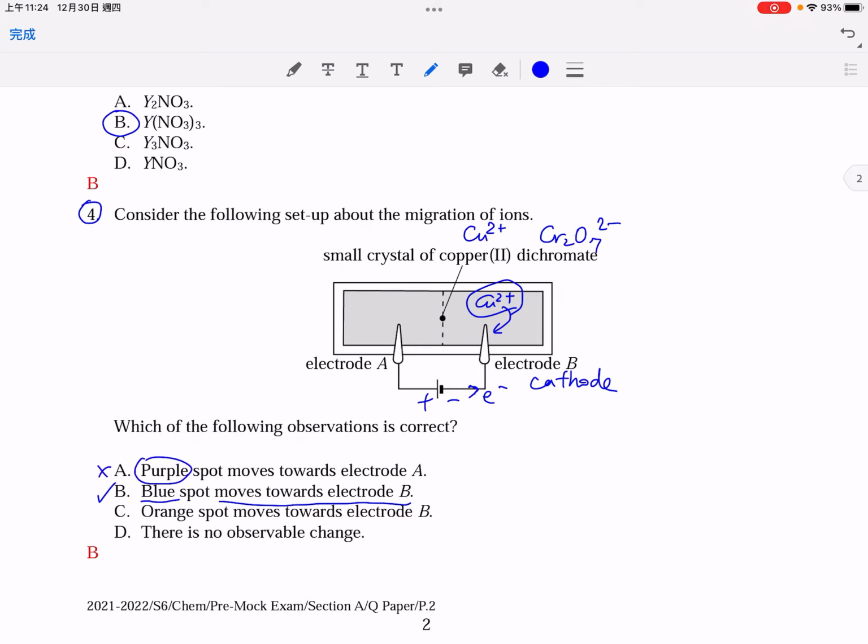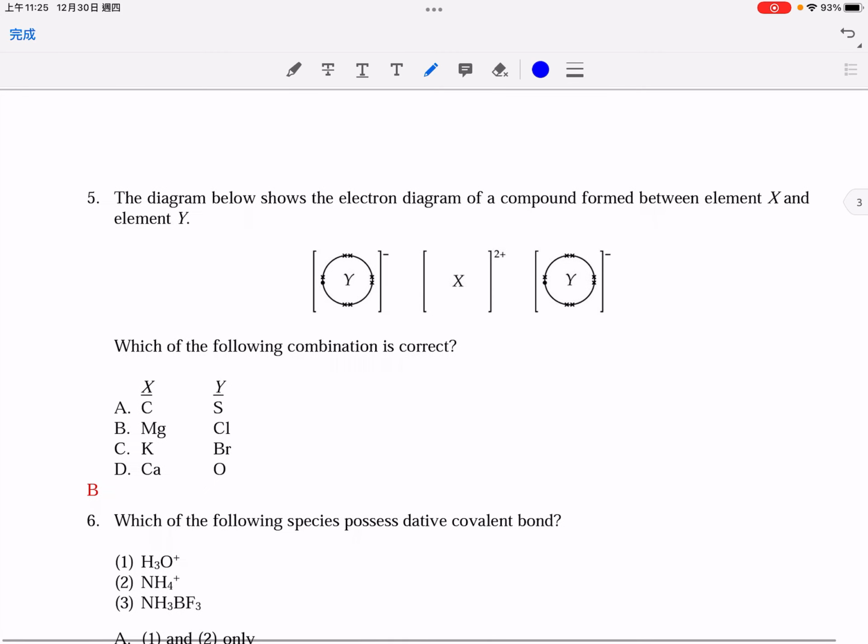A is of course incorrect because the color of copper(II) dichromate should not be purple. And C is incorrect. Orange, of course, talking about dichromate, should be moving towards the anode, as it is an anion. D is of course incorrect, as there will be color changes: blue to electrode B and orange to electrode A. Question number 5.